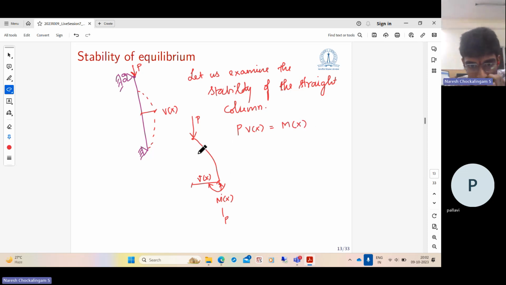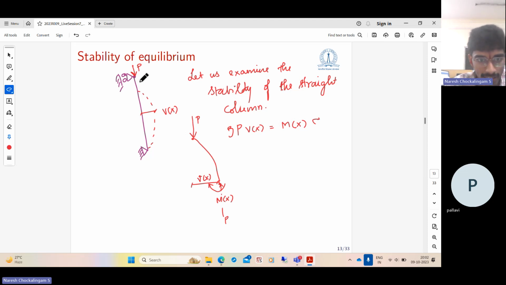M of X is the clockwise moment. And P of X is the counterclockwise couple, P separated by V of X, which creates a counterclockwise couple. And M of X is like this. As I said, you can't put an M equal to. What we can say is there is a counterclockwise couple which tries to destabilize the column.